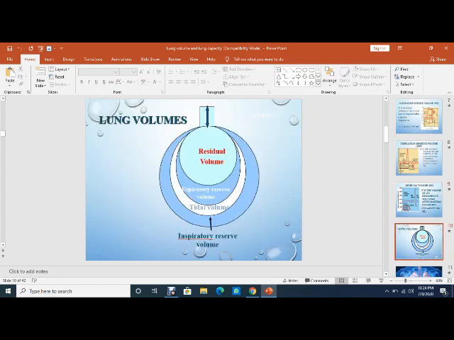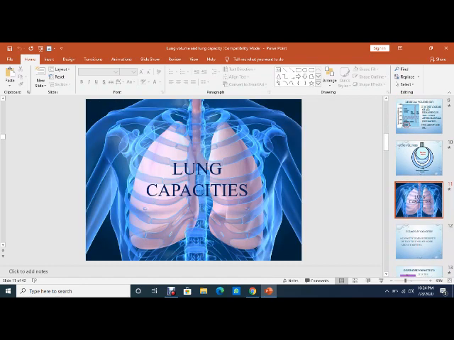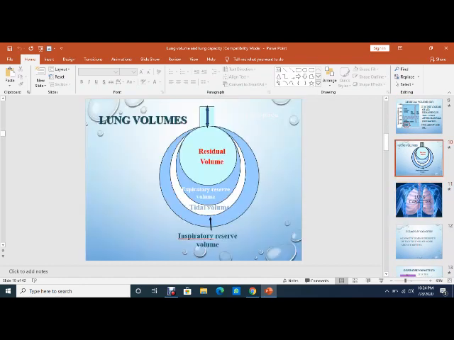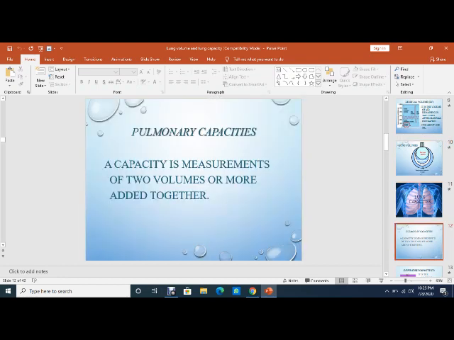Okay, lung volume. This is the diagram: residual volume, expiratory reserve volume, tidal volume, inspiratory reserve volume. You should remember and know how many types of lung volume there are. Lung capacity: when two or more volumes are added together, it is known as pulmonary capacity.